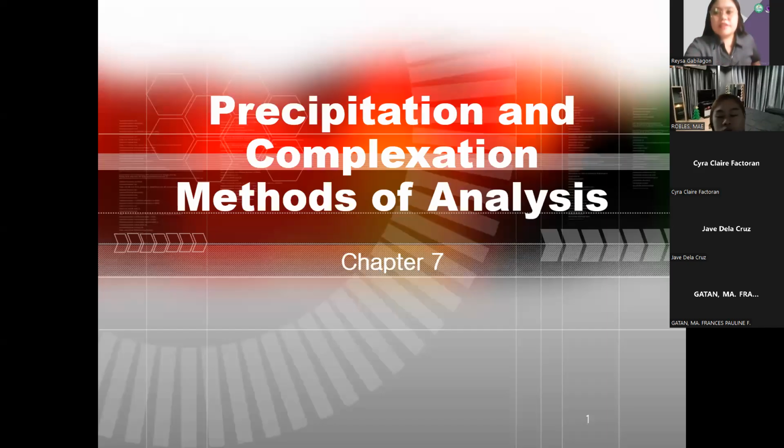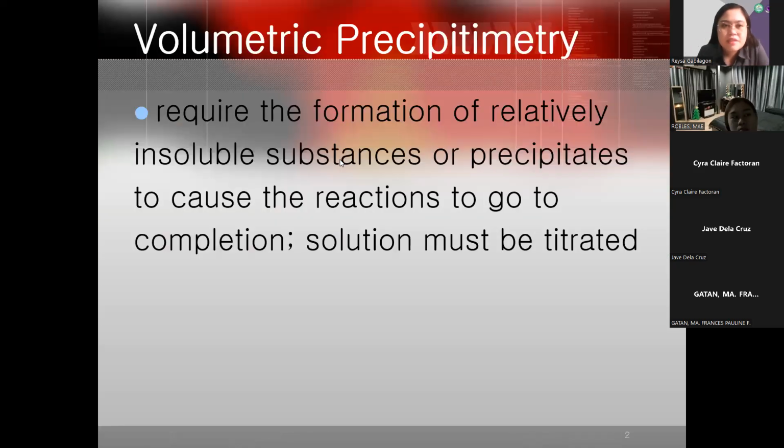Okay, let's start. So we'll continue with precipitation and complexation methods. Last meeting, we discussed first the volumetric precipitometry. So we have this another type of titrimetric method. This is outside the acids and bases. So last time, our discussion revolved around acidimetry and alkalimetry.